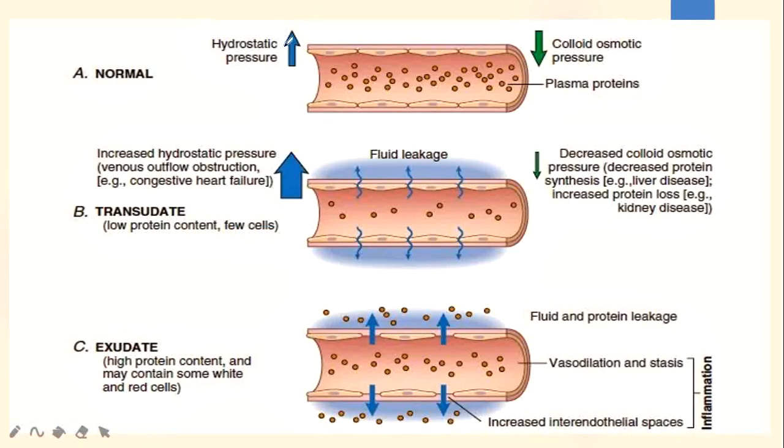You're already familiar with the Starling forces. One is hydrostatic pressure and the other is colloid osmotic pressure. Whenever there is an imbalance between these two forces, either increased hydrostatic pressure or decreased colloid osmotic pressure, the result is fluid leakage from the vessel. Initially, the fluid is transudate, which is low in protein content. With the passage of time, this transudate can be converted into exudate, which is high in protein content and contains many cells, even cell debris.